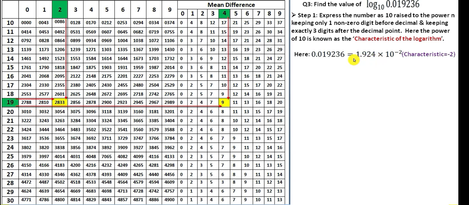Means how to find that approximate value? If the last digit, which is 6 here, is greater than 5, then add 1 to the third digit. And if that is 5 or less than 5, then write it as such. Since it is 6 here, you have to approximate it and add 1 to this 3, means it will be 1.924.